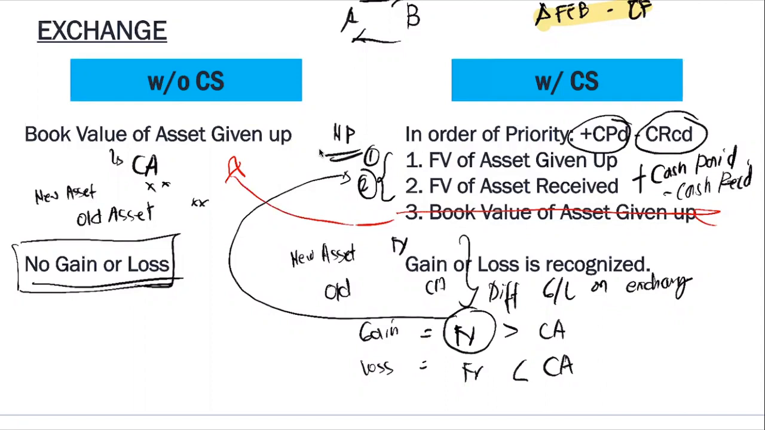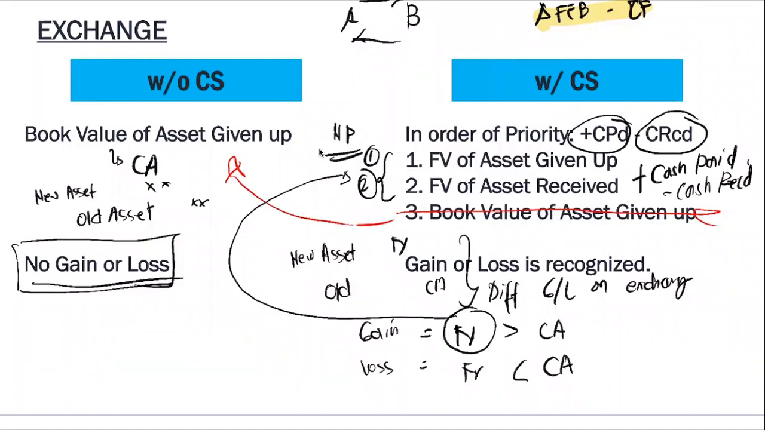Sir, should we not include it as part of computing your gain or loss the cash paid? Not anymore. Basta ang i-compare nyo lang talaga sa computation ng gain or loss, yung fair value, either asset given up or asset received to the carrying amount. No need na for your cash paid and cash received.